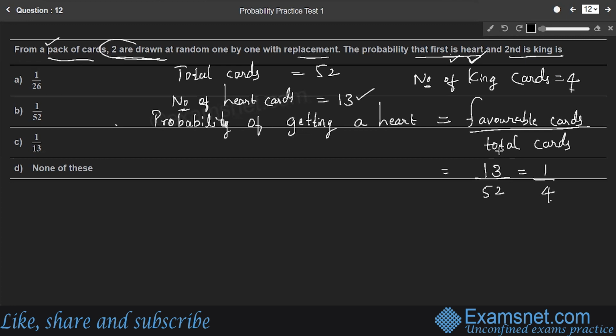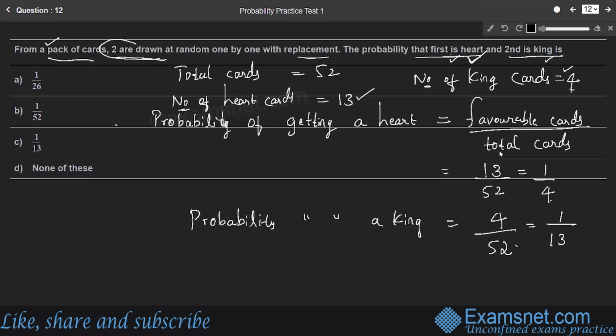Whereas the probability of getting a king: here favorable cards are the total king cards, which are 4, out of 52 total cards. Therefore, it is 1 by 13. 1 by 13 is the probability.